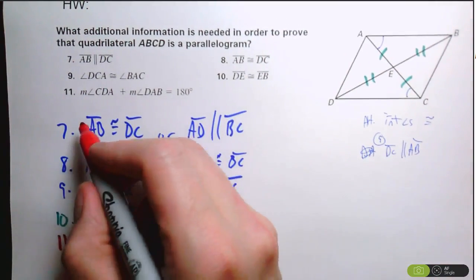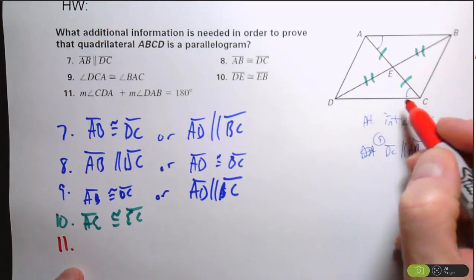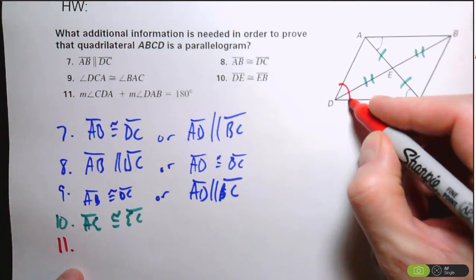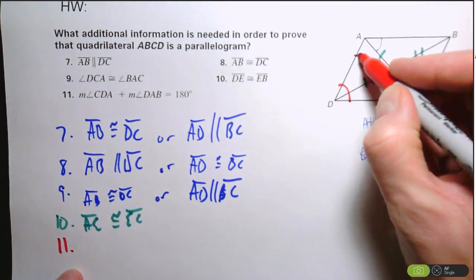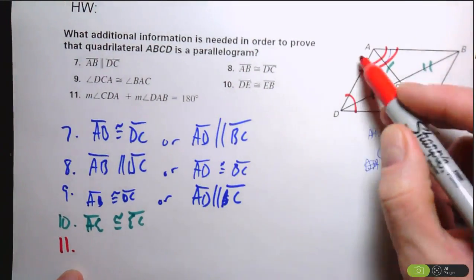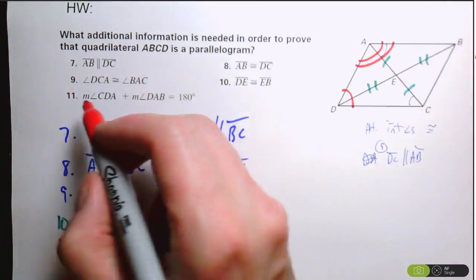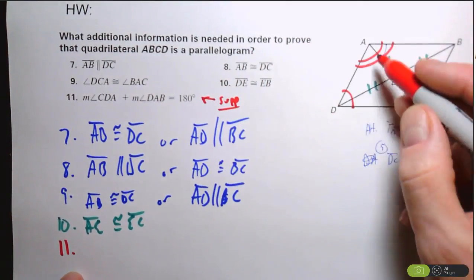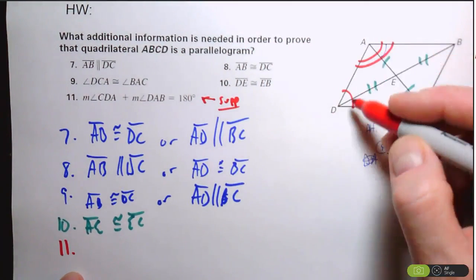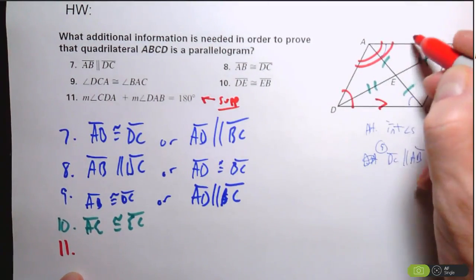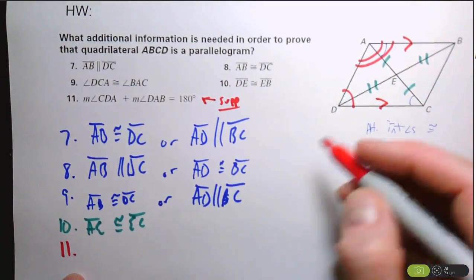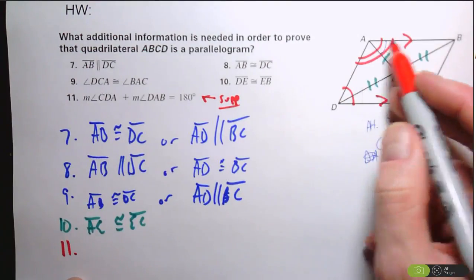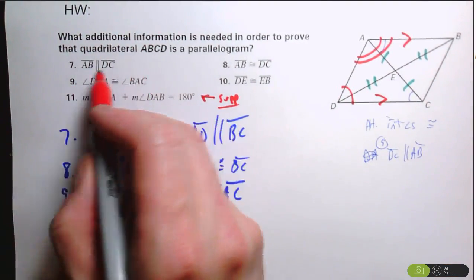If you know that angle CDA, so here's C, here's D, here's A, so that's this angle, and angle DAB are supplementary, that's what this is saying here. That means you have a pair of consecutive interior angles that are supplementary, meaning those two sides are parallel. So really, if you're saying that AB and DC are parallel, you're back to number 7.